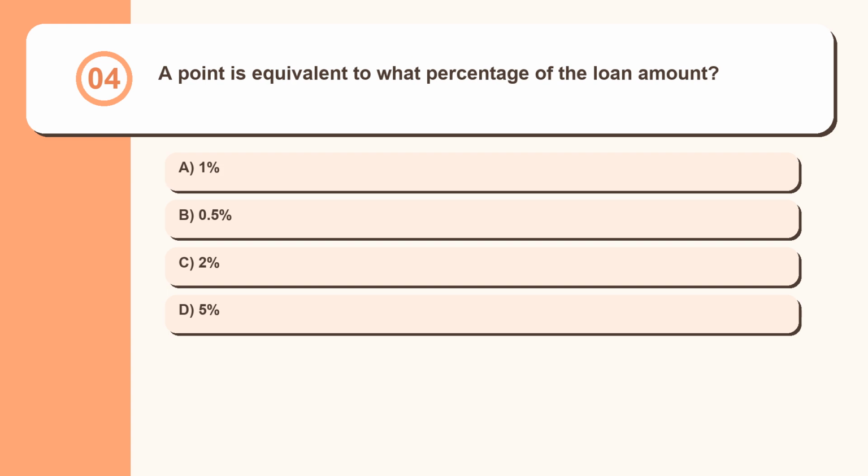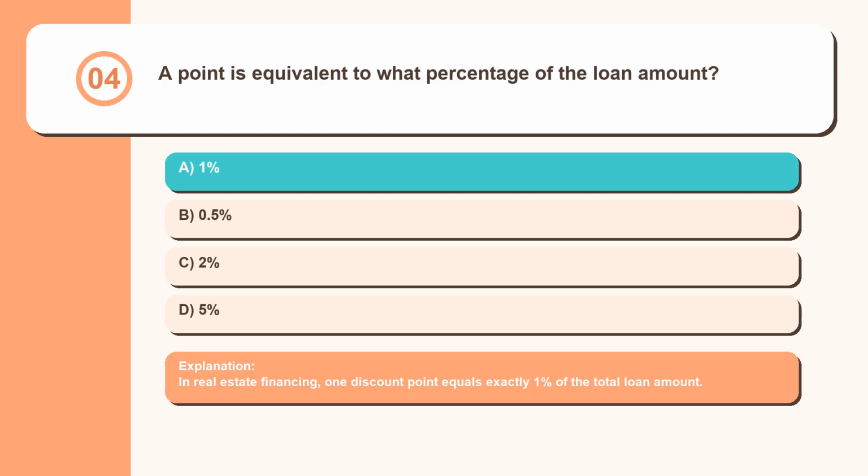Question 4. A point is equivalent to what percentage of the loan amount? 1%, 0.5%, 2%, 5%. In real estate financing, one discount point equals exactly 1% of the total loan amount.